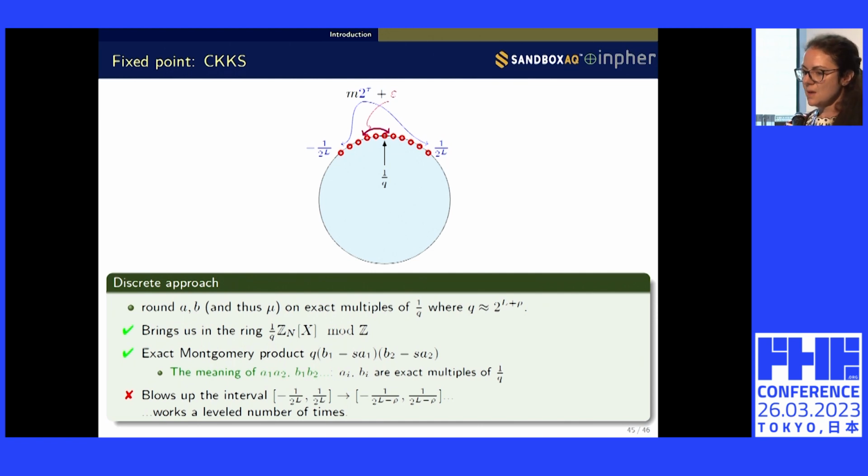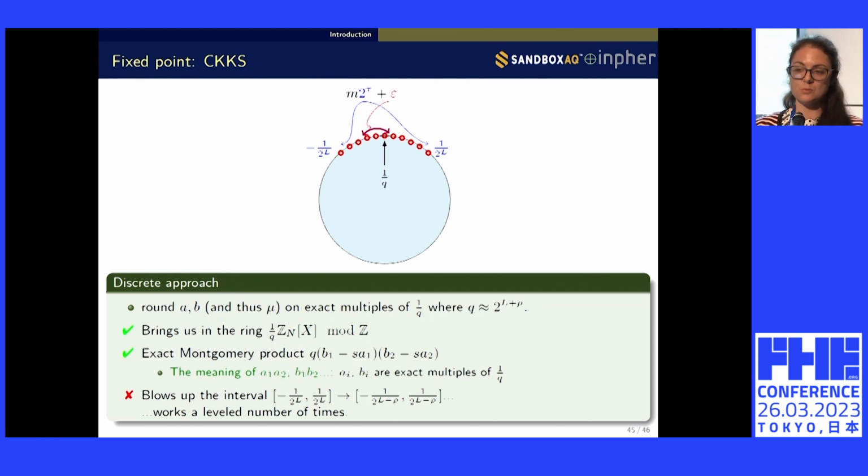And that will bring us to the ring (1/q)Z[X] modulo Z, and we can use the exact Montgomery product just as before, and the meaning of all my multiplication terms here will be well defined because a_i and b_i will be exact multiples of 1 over q. The problem of this approach is that it's a leveled approach. What does that mean? When we use this multiplication, every time we blow up our interval, and we can apply it just some limited number of times.